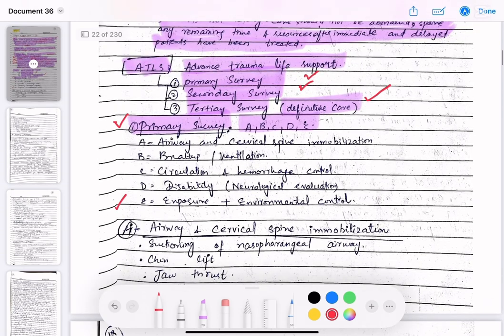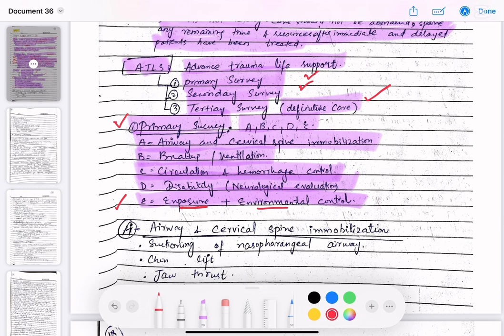In the primary survey we have A, B, C, D, E. A is airway and cervical spine immobilization, B is breathing and ventilation, C is circulation and hemorrhage control, D is disability, that is neurological evaluation, and E is exposure plus environmental control. So this was all about the primary survey.